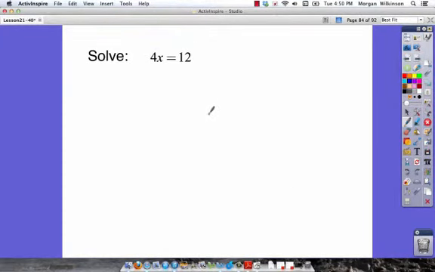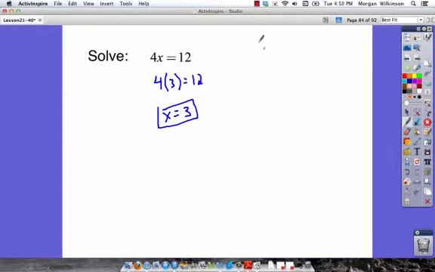Okay, our first problem is to solve 4 times x is equal to 12. Now, if we want to solve 4 times x is equal to 12, we could figure out what number we multiply times 4 in order to get to 12. It's like saying 12 divided by 4. What do we get? Well, hopefully you said 3, because 4 times 3 is equal to 12. So we have our answer of x is equal to 3.